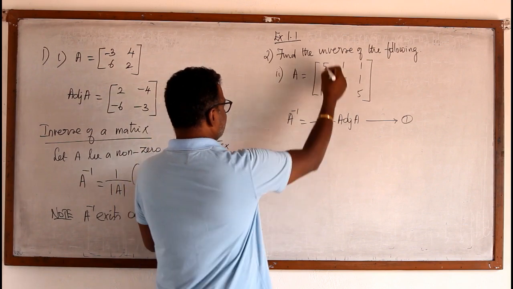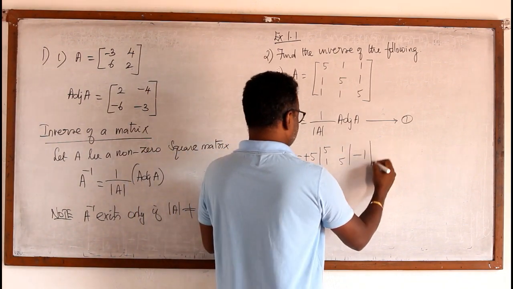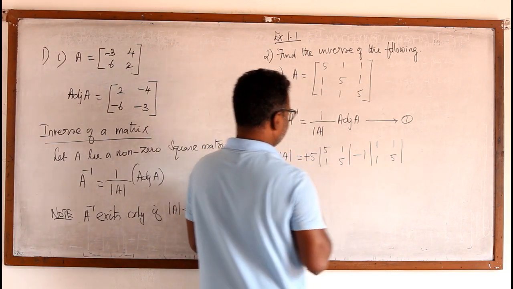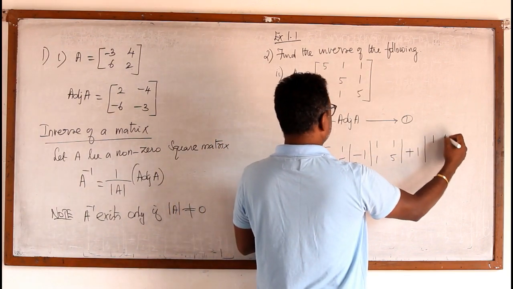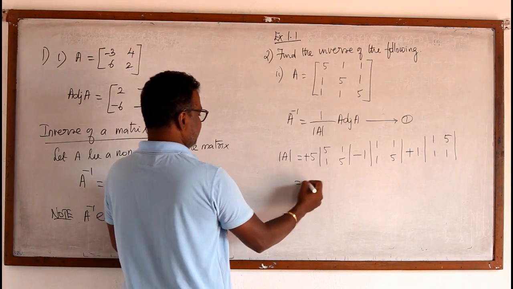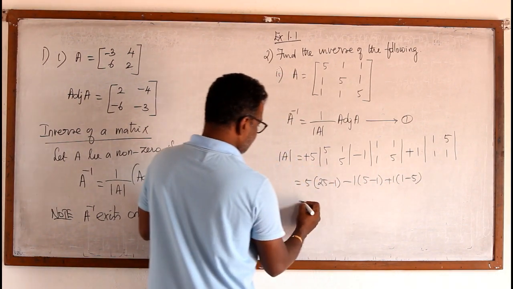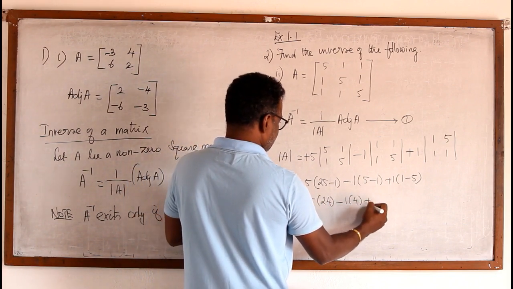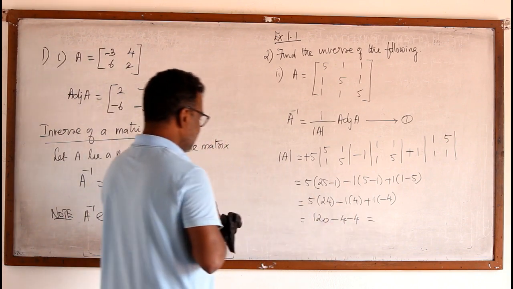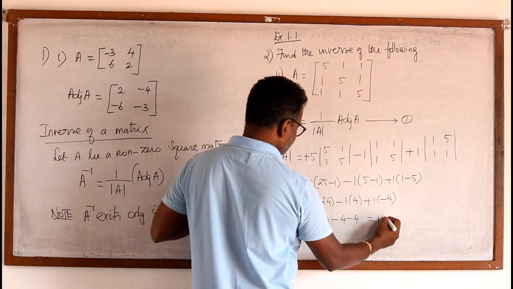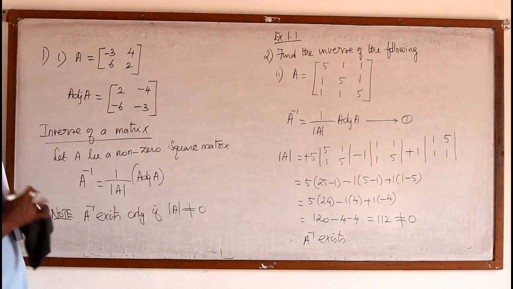So determinant of A. Take this 5, omit the row and column, it is 5 1 1 5, so plus 5. Then minus 1, omit the row and column, it is 1 1 1 5. Then plus 1, omit the row and column, it is 1 5 1 1. We studied in our last class how to find the determinant. So 5 into 25 minus 1, minus 1 into 5 minus 1, plus 1 into 1 minus 5. 5 into 24 minus 1 into 4, plus 1 into minus 4. 5 24s are 120, minus 4 minus 4. 120 minus 8 is 112, which is not equal to 0. Therefore, A inverse exists.